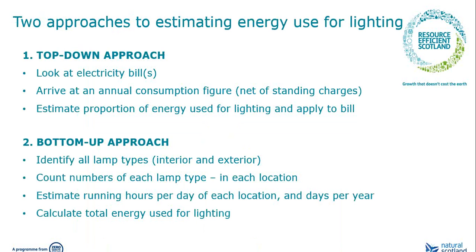If we look at the whole organisation now, there are 2 approaches to estimating your energy use for lighting. One would be what you would call the top-down approach, where we look at the whole electricity bill and try to break that down into a proportion which might be used by lighting. We do that by first estimating the annual consumption, and you might do that by extrapolating up from 1 or more bills, and you might have to net off any standing charges or other charges on your bill.